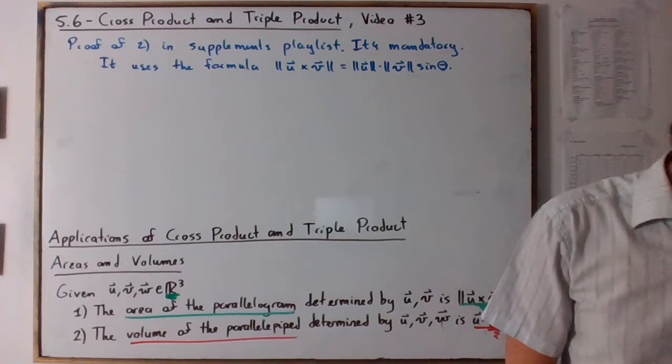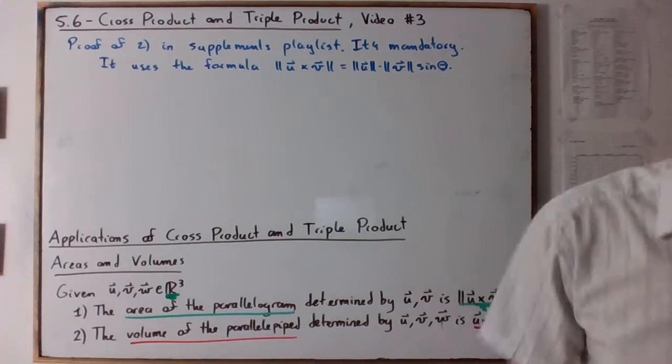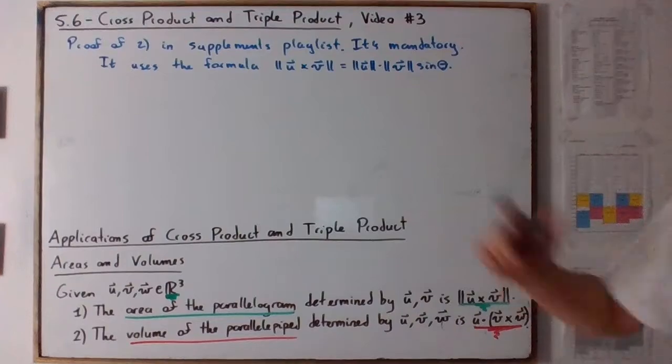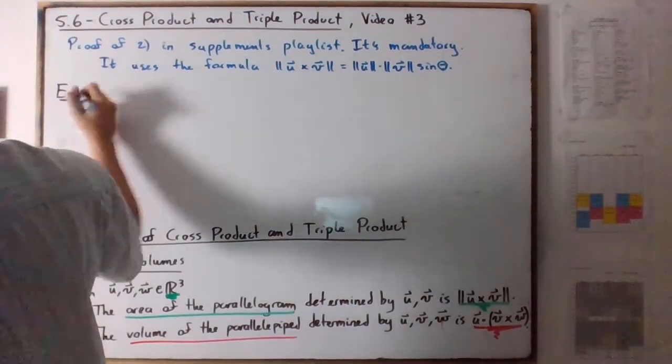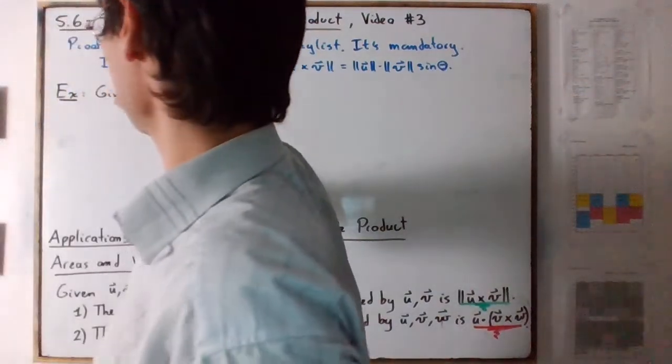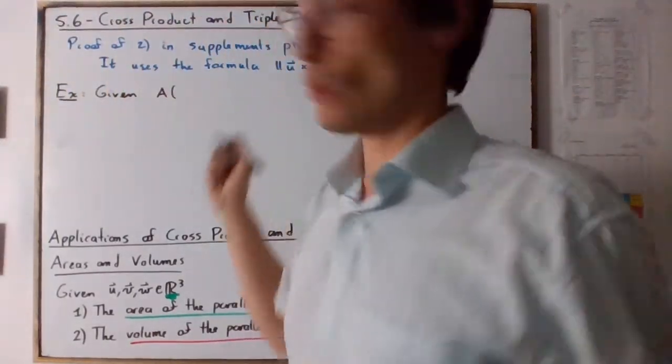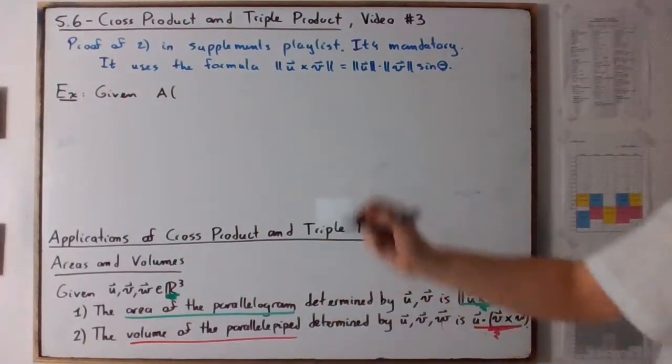All right, so example. We want to find the area of a triangle in R3. So we are given 3 points. Given A, which will be equal to (3, 0, 1).